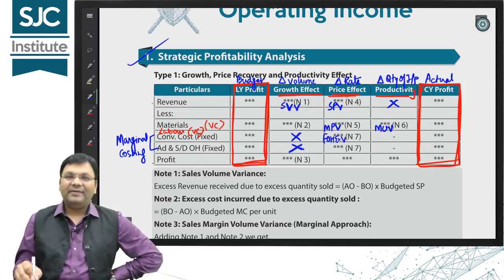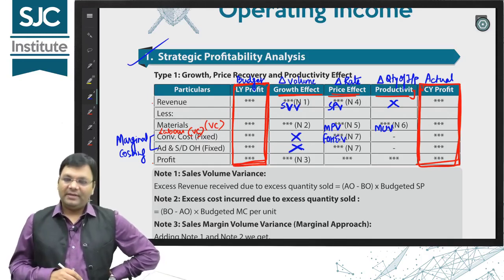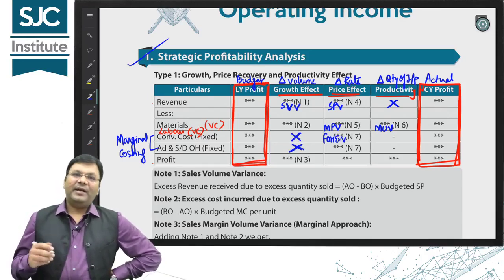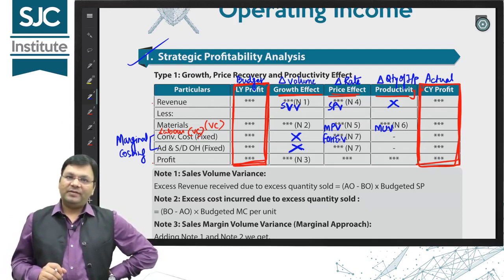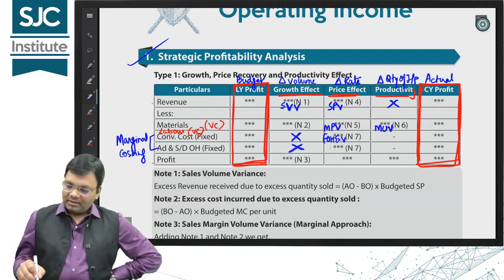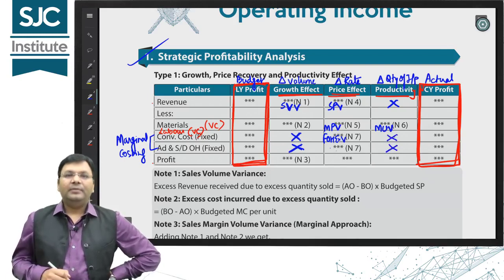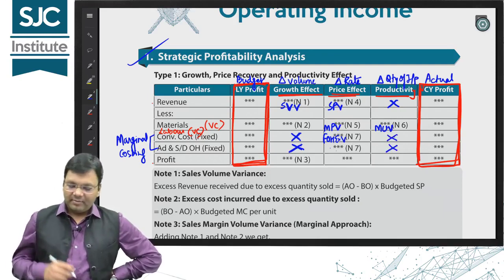That is the price effect. Fixed overhead expenditure variance. Fixed overhead expenditure variance is just a comparison of budgeted fixed overhead and actual fixed overhead. Here also it is the same, and for fixed overhead there is no productivity. Quantity of input is only for variable cost.